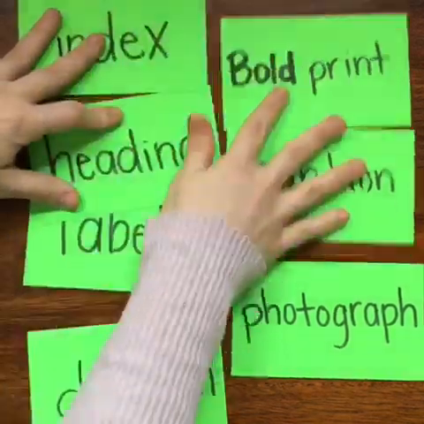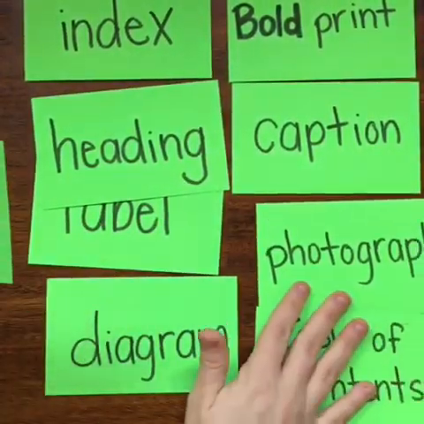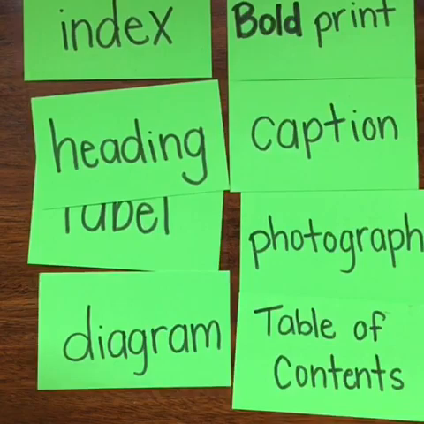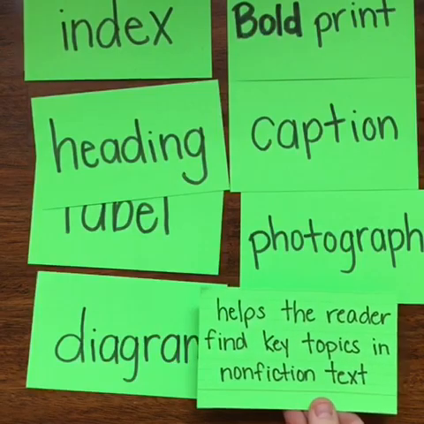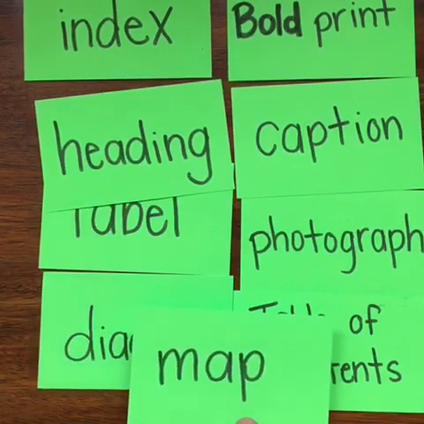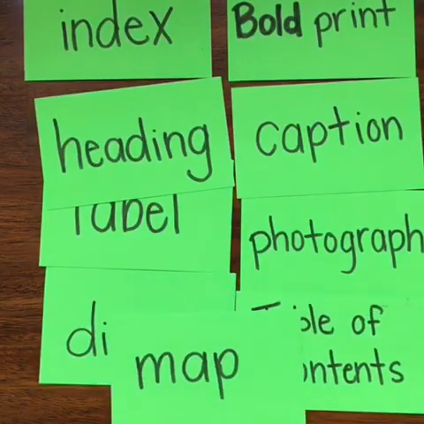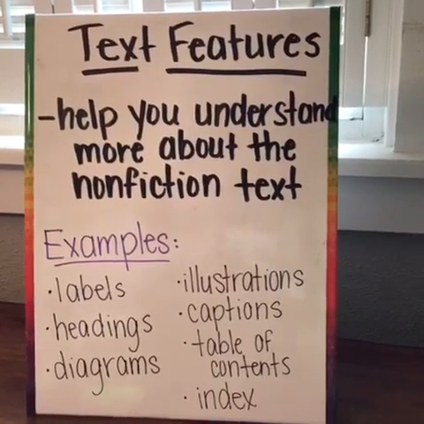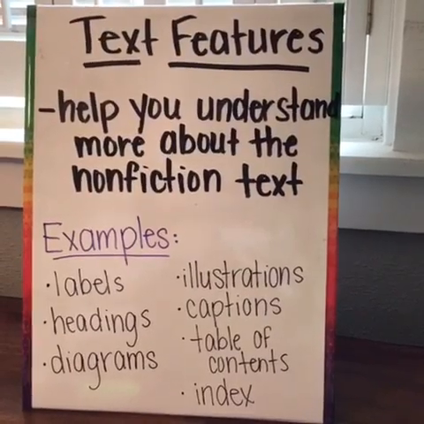I'll move these up. Table of contents is really important to know because it helps us find where key topics are in a book. They help the reader find key topics in nonfiction text. And then the other one we went over was maps. And maps are really fun to look at because they help us understand where things are in the world. So I want you to remember, text features are in those nonfiction texts to help you understand more about the topic that you are reading about.